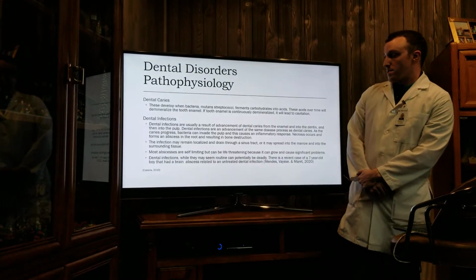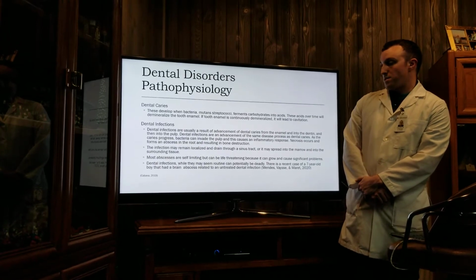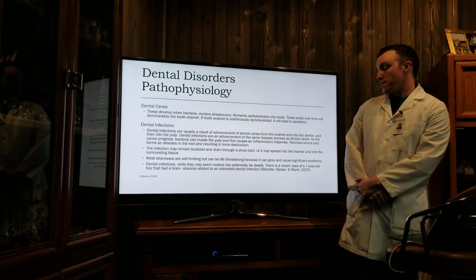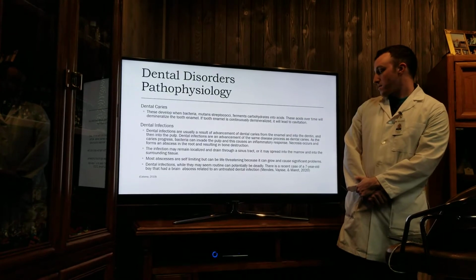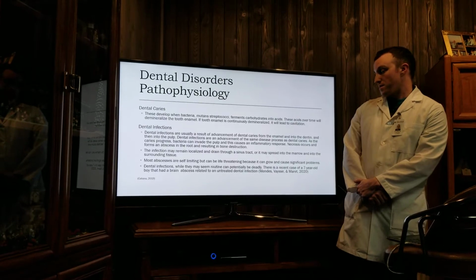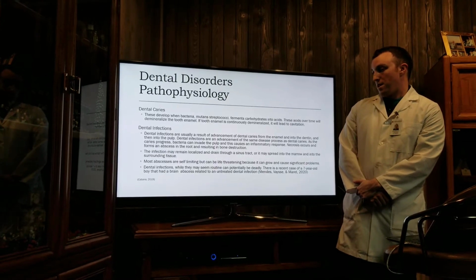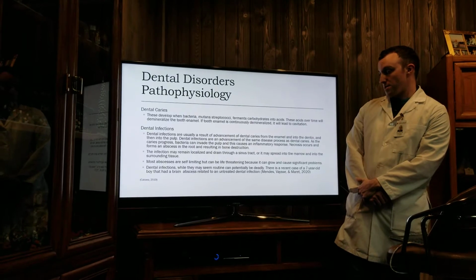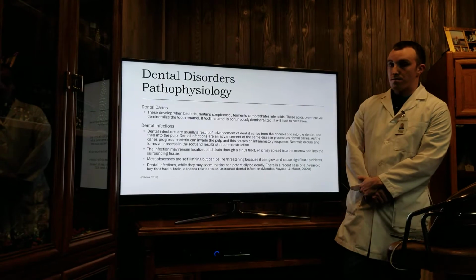For dental infections, the pathophysiology is that dental infections are usually a result of advancement of dental caries from the enamel and into the dentin and then into the pulp. Dental infections are an advancement of the same disease process as dental caries. As the caries progress, bacteria can invade the pulp, and this causes an inflammatory response. Necrosis occurs and forms an abscess in the root, resulting in bone destruction. The infection may remain localized and drain through a sinus tract that forms, or it may spread into the marrow and into the surrounding tissue.